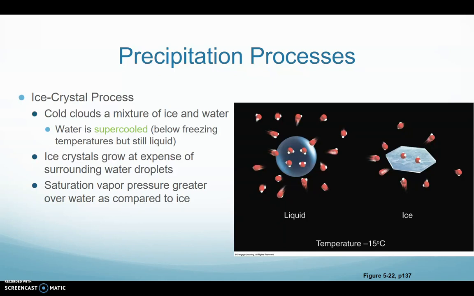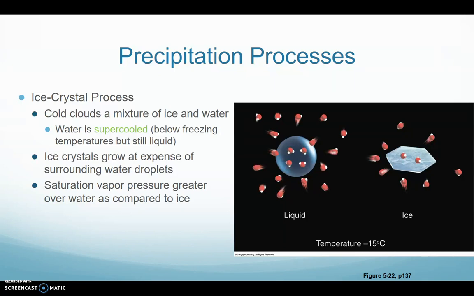Now, most clouds are really a combination of water droplets and ice crystals. But especially when there are a lot of ice crystals around, the air is very cold and the water becomes what we call supercooled. That means that the temperature is actually slightly below freezing, but it's still in a liquid state.